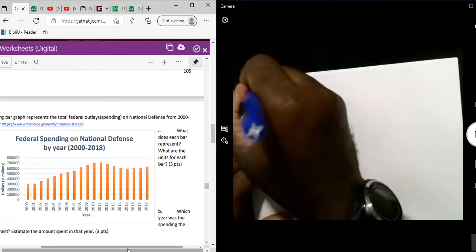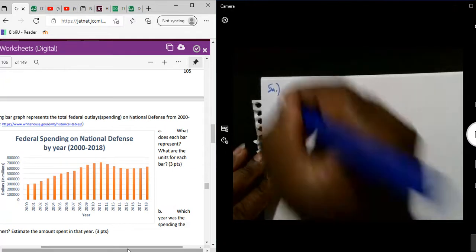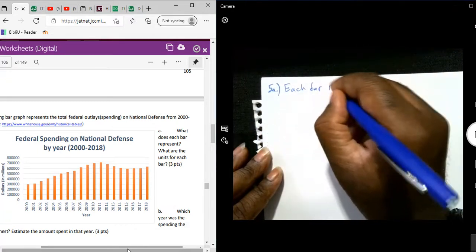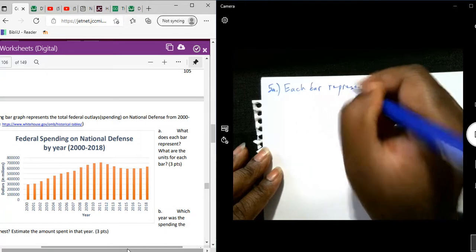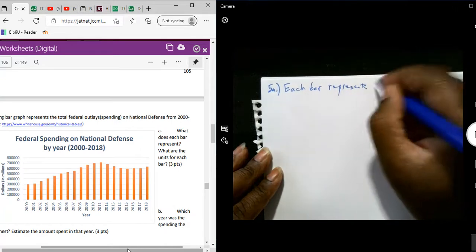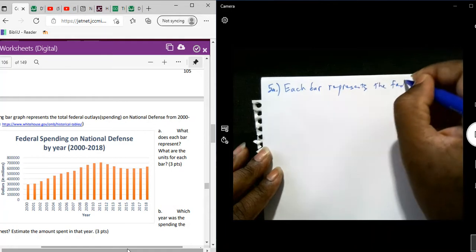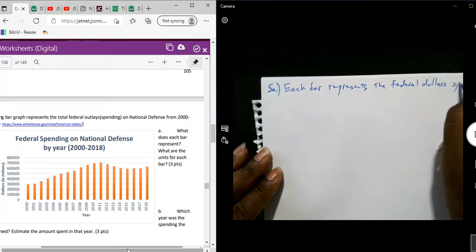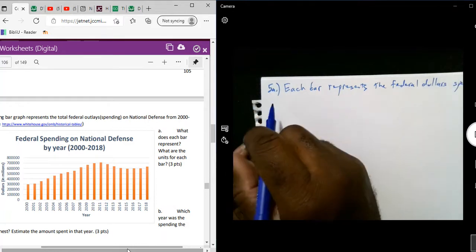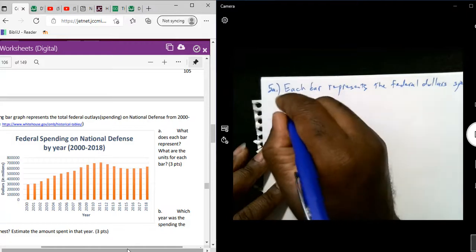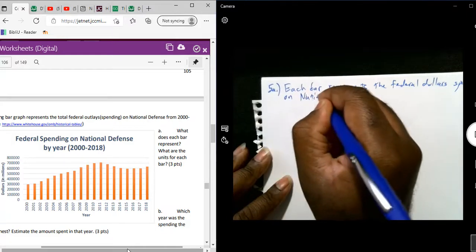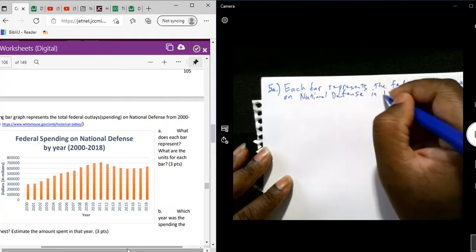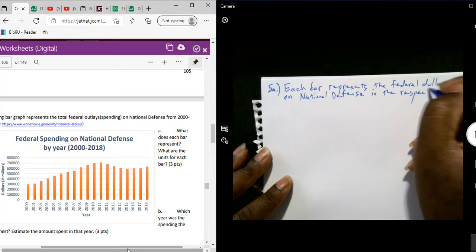Now, each bar, so for 5A, we could say each bar represents the federal dollars spent on national defense in the respective years.